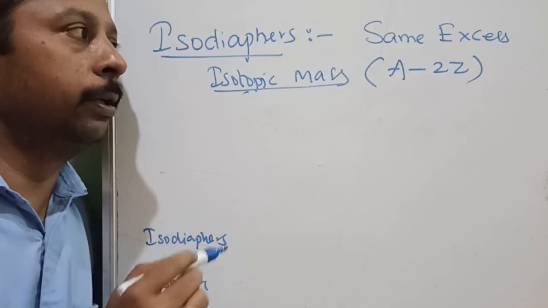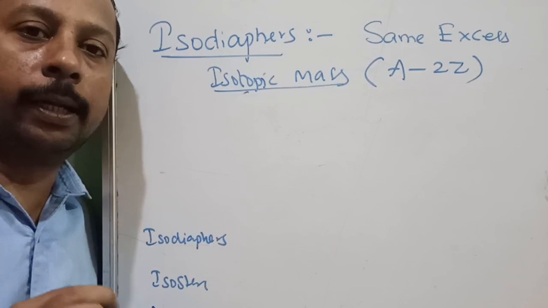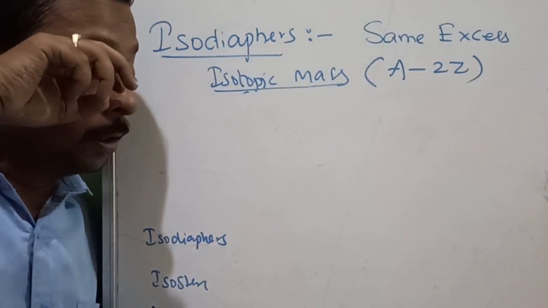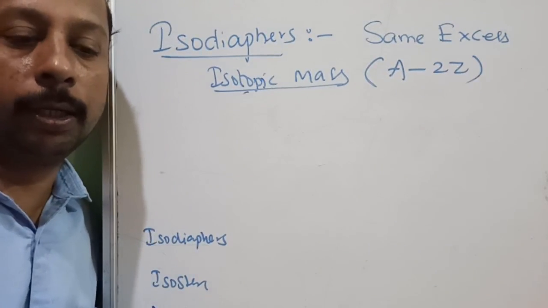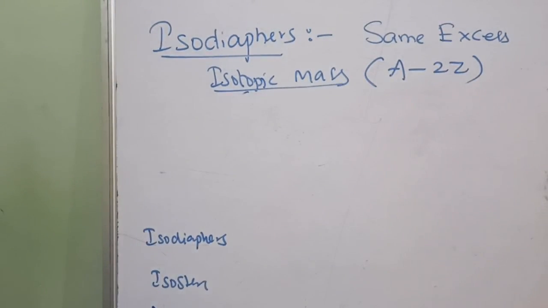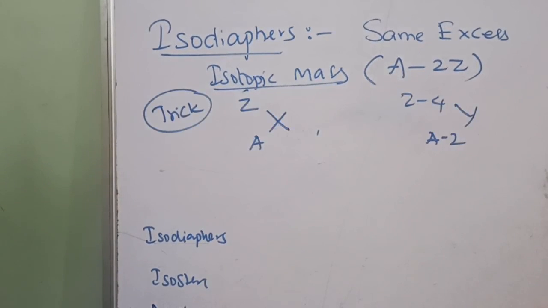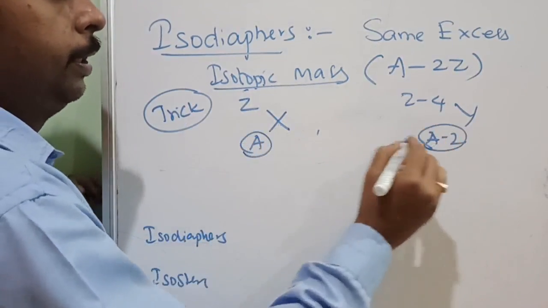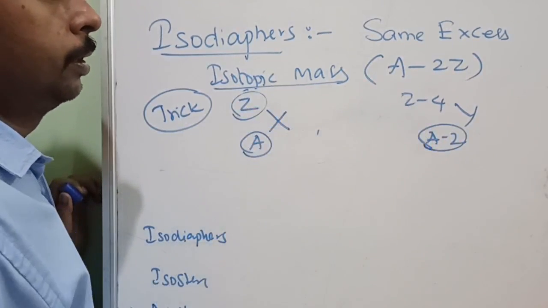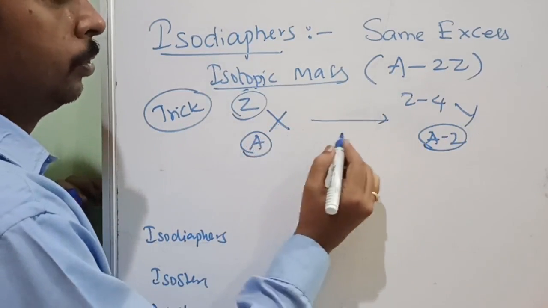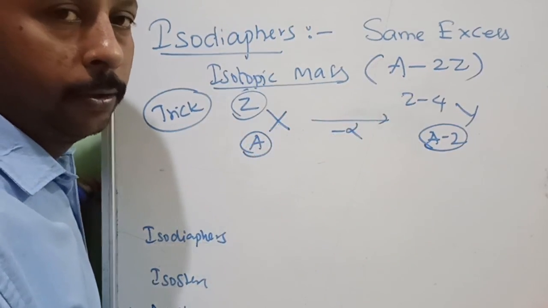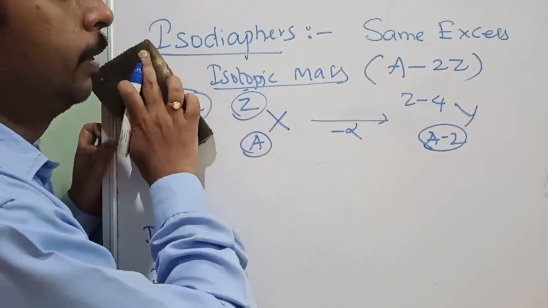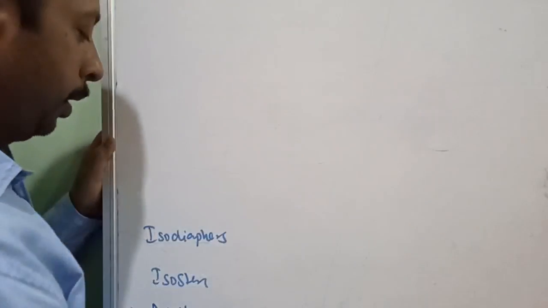How to find the excess mass is simple: mass number minus 2 into atomic number. If it is exactly correct, then isotopic excess mass is 0. Suppose 8 protons, 8 neutrons are there, excess mass will be 0. Understood? Make a note of it. What is the trick to remember? This is A, this should be A minus Z, and if it loses an alpha particle, it becomes A minus 4. Alpha emission is going to produce isodiaphers.